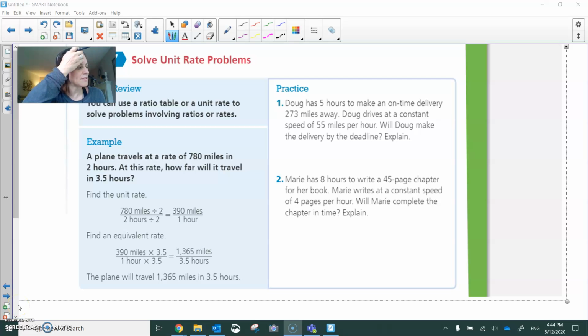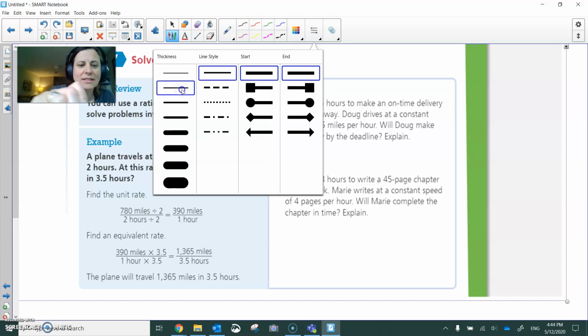This is Math 6, Topic 5, Lesson 9 review answers. In this one, they say that you can use a ratio table or a unit rate to solve problems involving ratios or rates. So again, multiplying or dividing by the same thing each time will help you come up with your answer. So let's check this out.